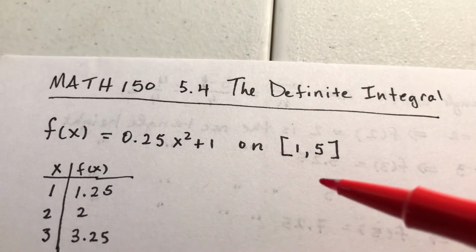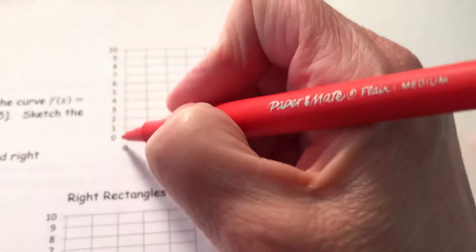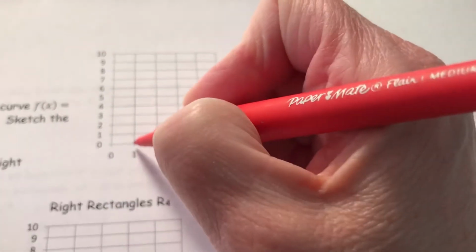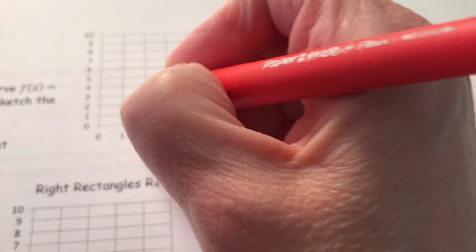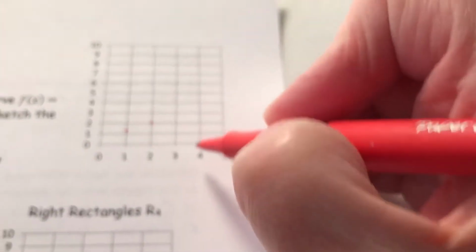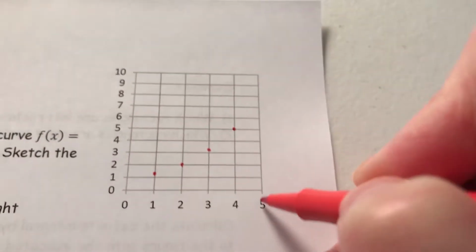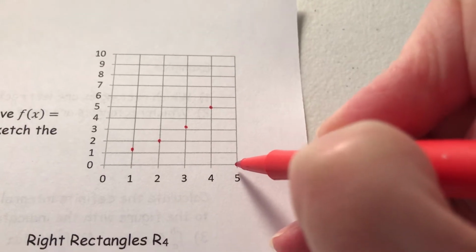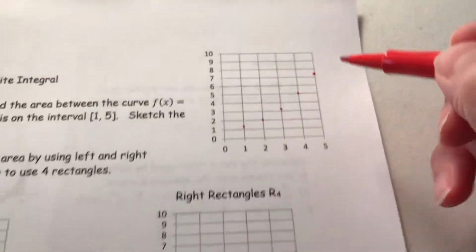What I do is I put it in the calculator, and then I looked at my table, and I'm going to plot that over here. So it's going from 1 to 5. So 1 is 1.25. 2 is 2. 3 is 3.25. 4 is 5. And 5 is 7.25. So I just took those right out of the calculator.